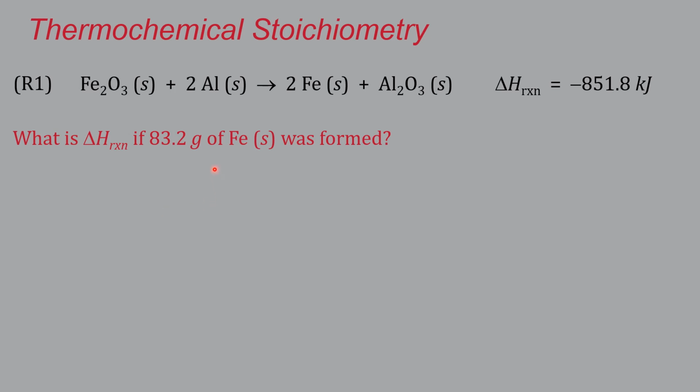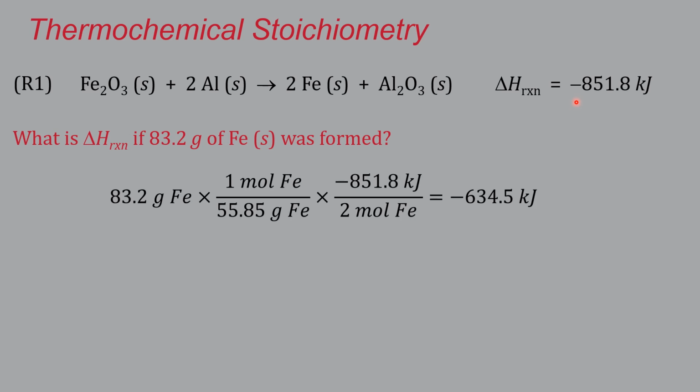So the next question in the activity was this: how much heat would you expect to be given off if you reacted 83.2 grams of iron, or if 83.2 grams of iron was formed? It doesn't matter whether something is a reactant or a product, you can still construct the equivalency statement and the conversion factor the same way. So the conversion factor here would be 2 moles of iron corresponds to negative 851.8 kilojoules. The only thing you need to add is that you're given a mass of iron, and the relationship from the thermochemical equation is in terms of moles.